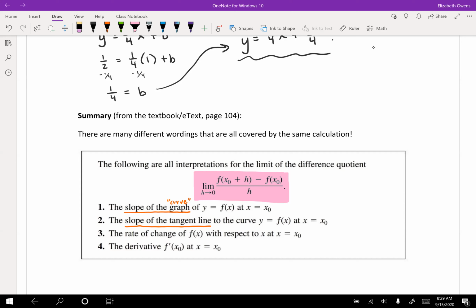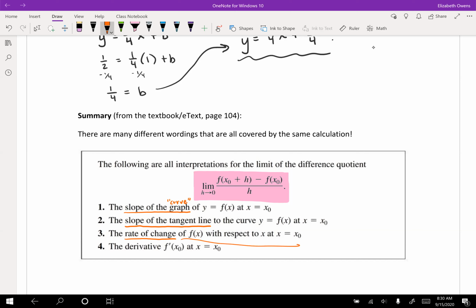Now we've also seen that the slope of a tangent line can be used to represent a rate of change. And specifically, this is an instantaneous rate of change. So that's number 3 on the list here. The rate of change of f of x with respect to x, we'll get into that with a little more detail. Basically, with respect to x means that x is the thing that's changing. But the rate of change of our function with respect to x at this particular point, x equals x naught.